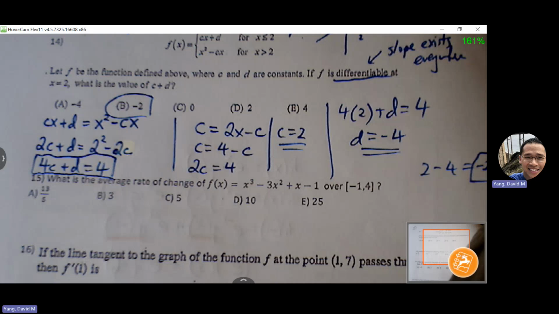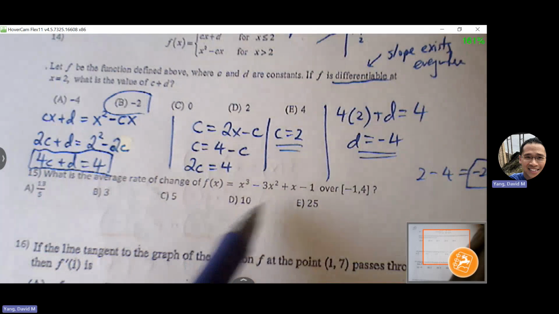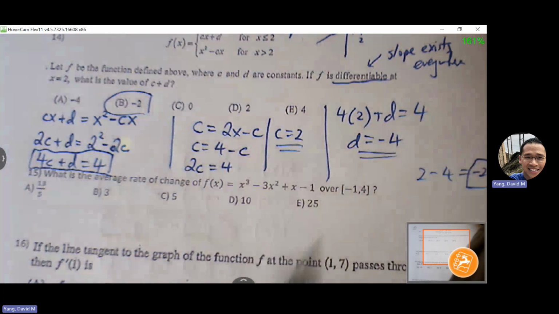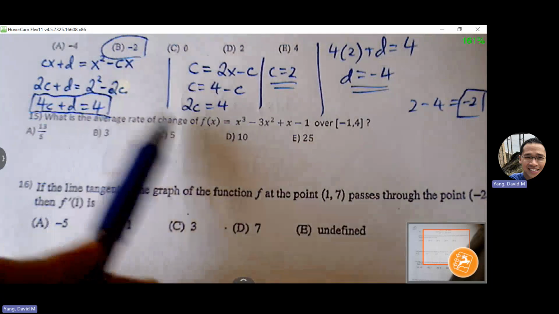Okay, 15, what is the average rate of change? So average rate of change is just slope. All we do is change in y over change in x. There's no calculus involved here. This is just finding slope. Okay.